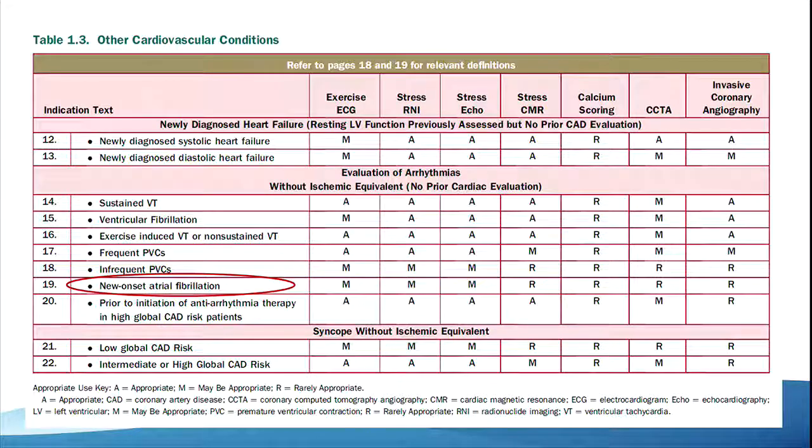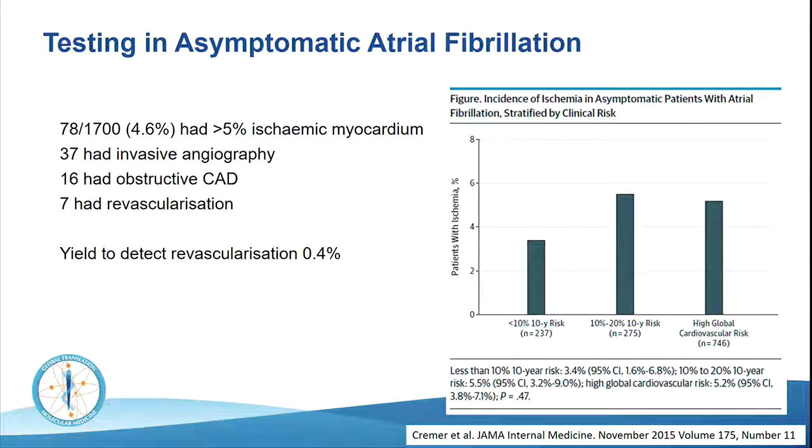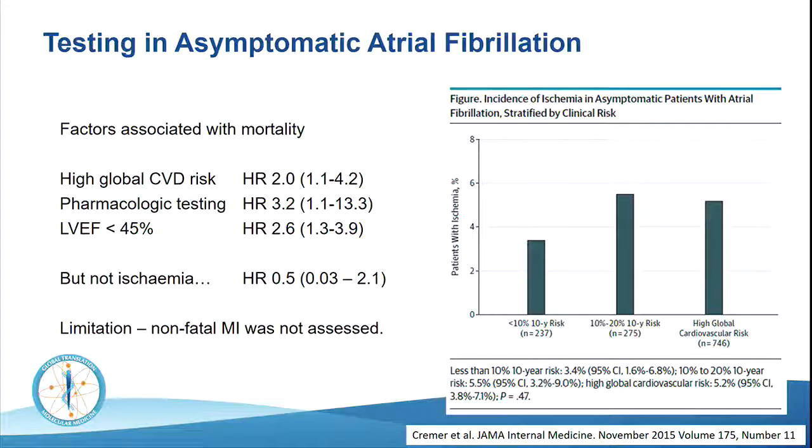What about new onset atrial fibrillation? This scores a maybe appropriate. If we look at testing in asymptomatic atrial fibrillation, this is not many patients because most patients with AF do have symptoms. But if we're looking at truly asymptomatic patients with AF, if we apply stress imaging to all comers, we get a very low yield of positive studies with a low revascularization rate.